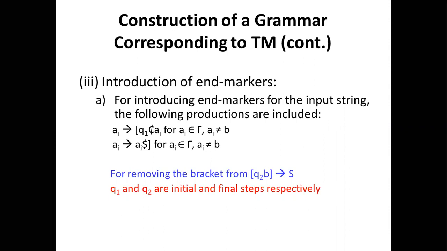bracket Q1 left end marker AI, where AI belongs to capital gamma and AI is not equal to blank. And for the right end, AI to AI right end marker right bracket for AI belongs to capital gamma, where AI is not equal to B. For removing the bracket, from Q to B, where Q2 is a final state to S. So it will also include the production set.